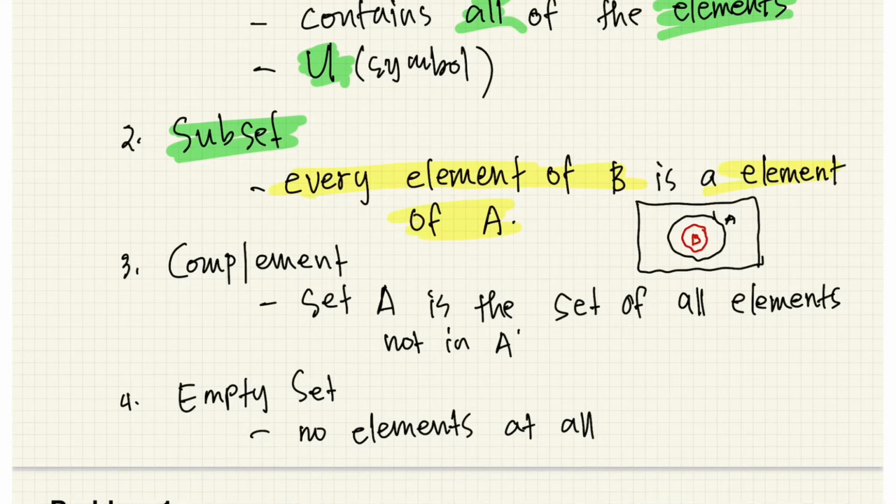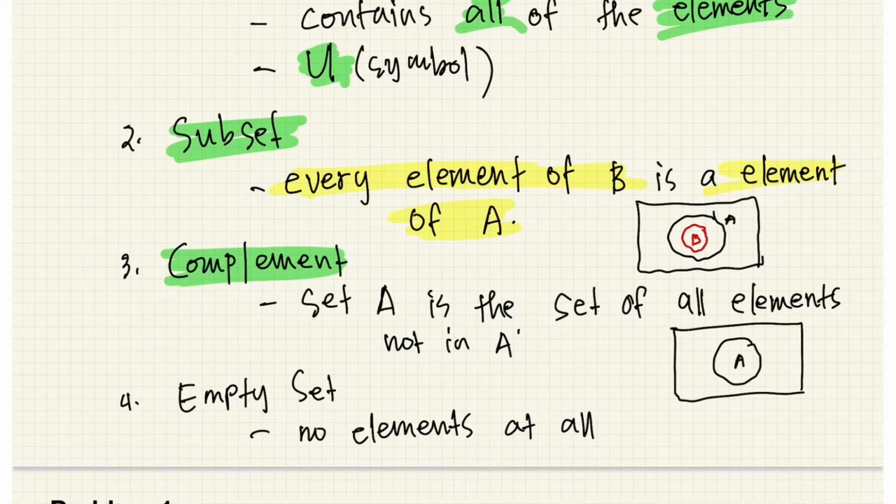Next we have the complement set. The complement set is the set of all elements not in A, called A prime. It means whatever is in the universal set, here, whatever is outside A is A prime. So whatever is outside, this one here, is the complement.